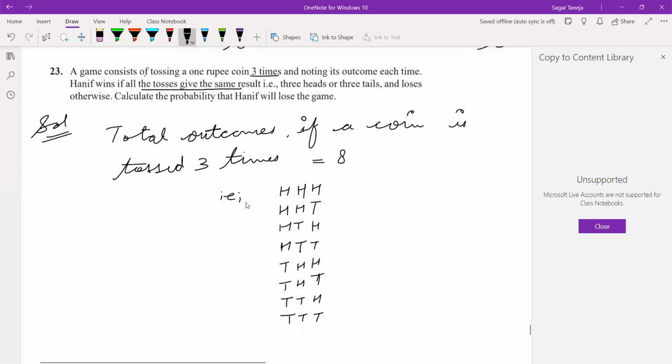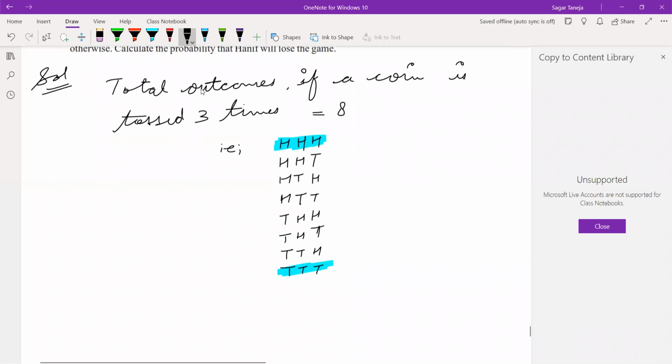So now it is very clear that there are 8 outcomes, and Hanif will win if all the tosses give the same result. So same result we are getting in these two outcomes, HHH and TTT. So these are the same results, and otherwise he will lose. Okay, so just write, what is the probability that Hanif will lose the game?